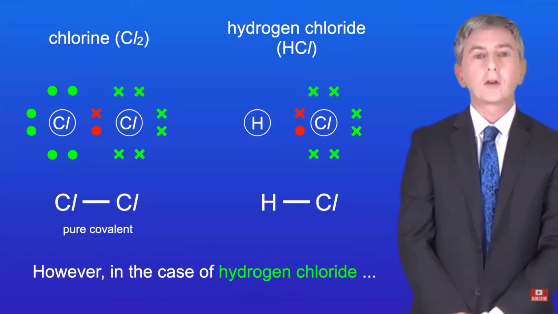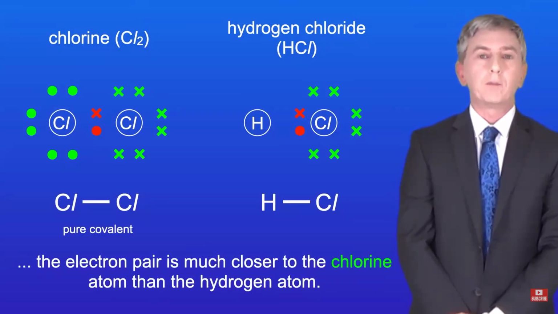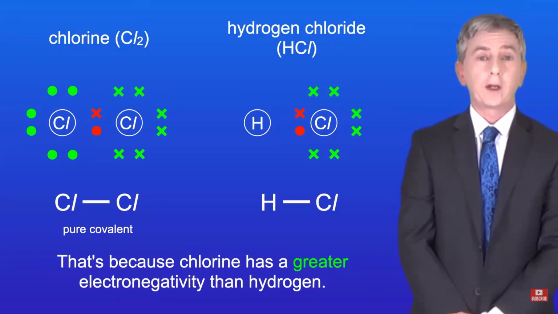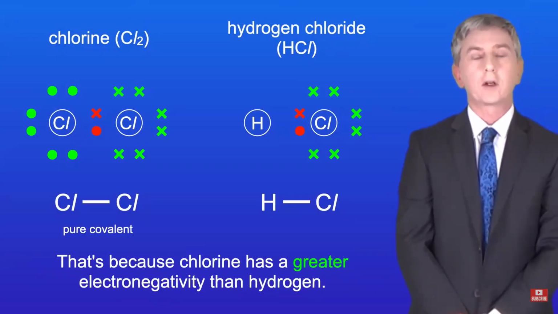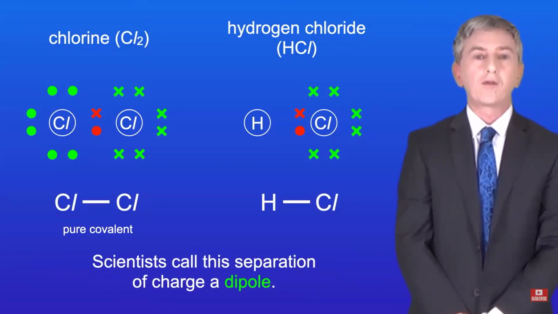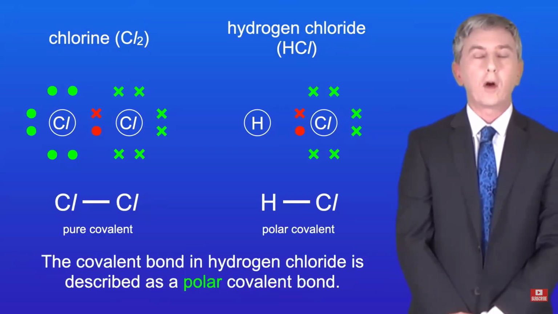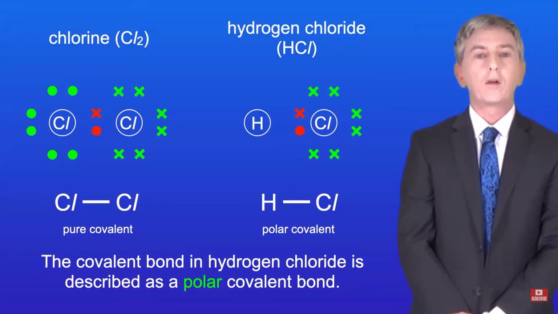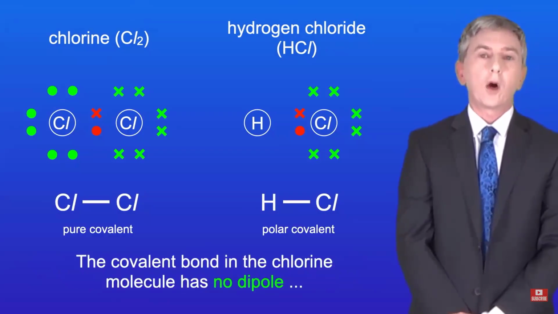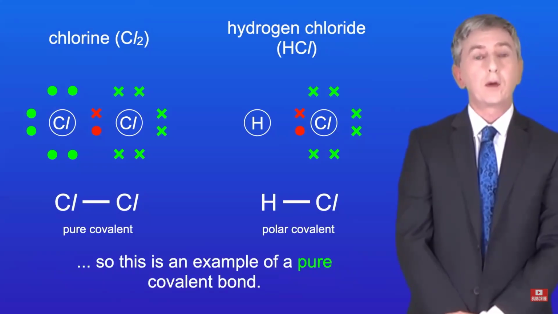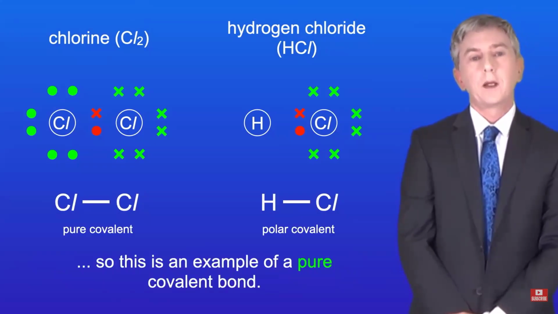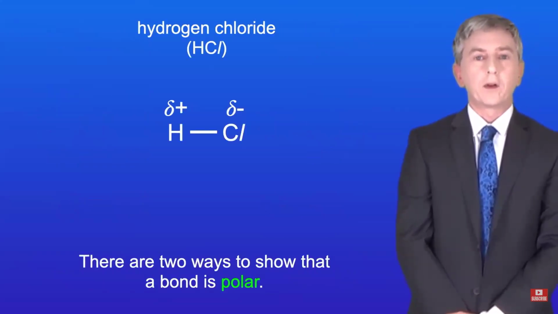However, in the case of hydrogen chloride, the electron pair is much closer to the chlorine atom than the hydrogen atom, and that's because chlorine has a greater electronegativity than hydrogen. Scientists call the separation of charge a dipole, and the covalent bond in hydrogen chloride is described as a polar covalent bond. The covalent bond in the chlorine molecule has no dipole, so this is an example of a pure covalent bond.